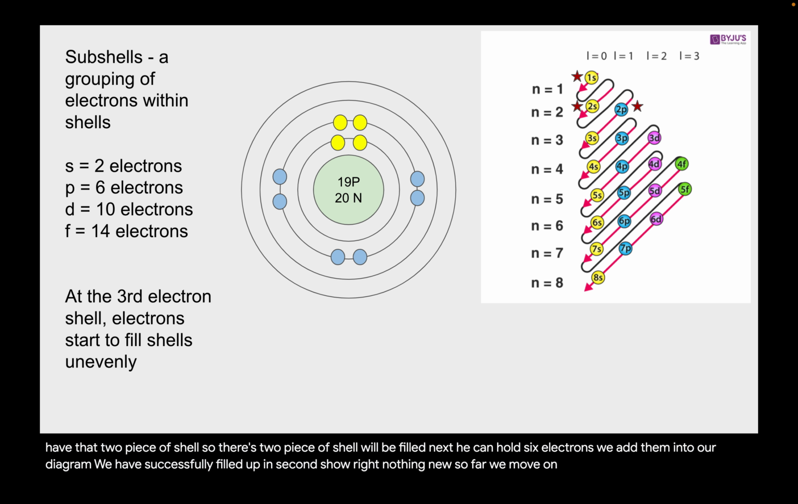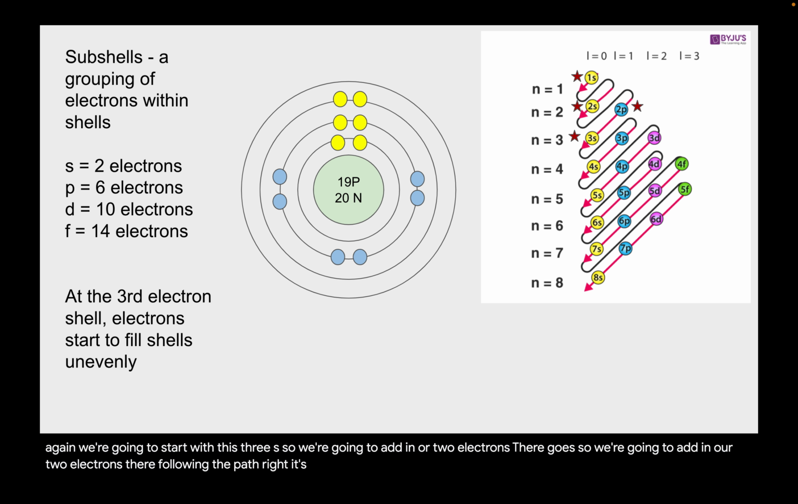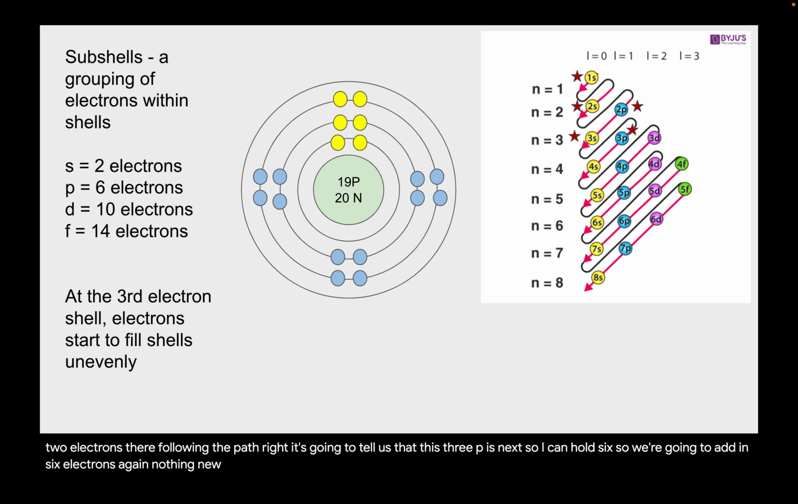We move on to the third electron shell, and again, we're going to start with this 3s. So we're going to add in our 2 electrons. You're just really lagging today. There it goes. So we're going to add in our 2 electrons there, right? Following the path, right, it's going to tell us that this 3p is next. So that can hold 6. So we're going to add in 6 electrons. Again, nothing new so far. A second to think. There it goes.